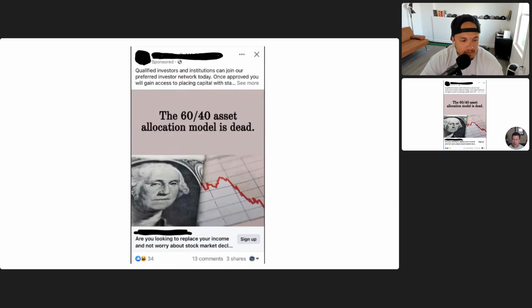So the first ad I have up here, it says qualified investors and institutions can join our preferred investor network today. Once approved, you will gain access to placing capital with, and then it trails off because the rest of it's not there. And the main picture just says the 60/40 asset allocation model is dead. And on the bottom, it says, are you looking to replace your income and not worry about stock market declines? So I've seen this ad a bunch. This guy also does some video ads.